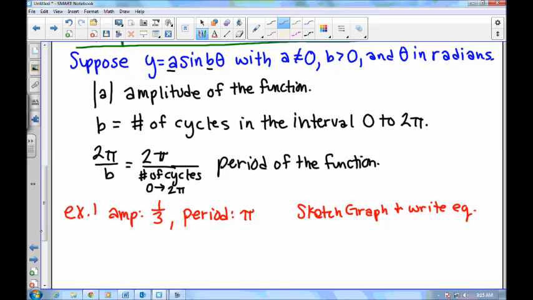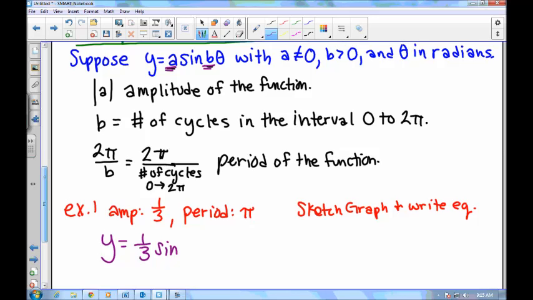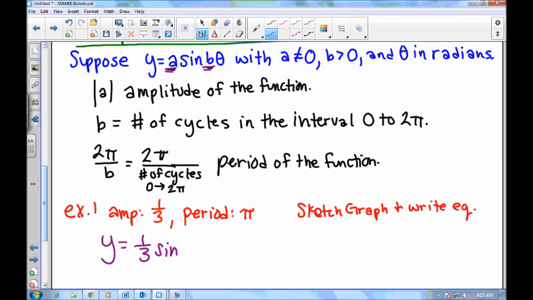My personal preference is to start with the equation, because it's really easy, because we're given A and we're given B. So it's y equals 1/3 sine pi. No? Almost. Does everyone understand where she got 1/3? A was the amplitude and that was given to us. So y equals 1/3 sine, but B is not pi, because pi is the period.